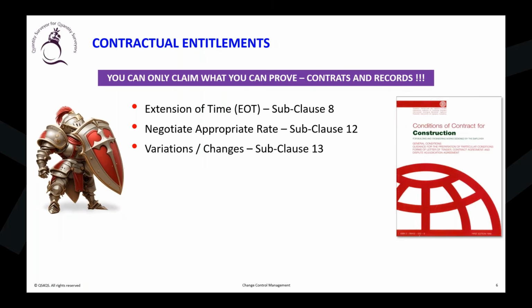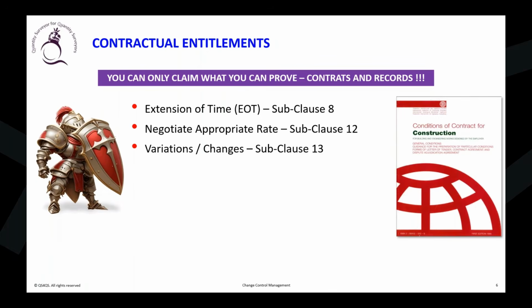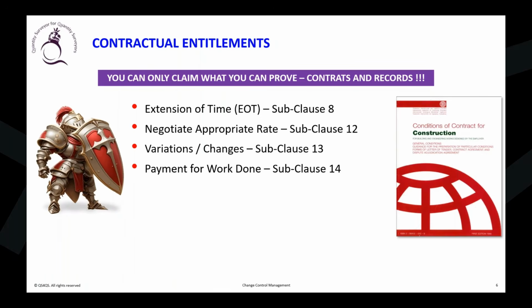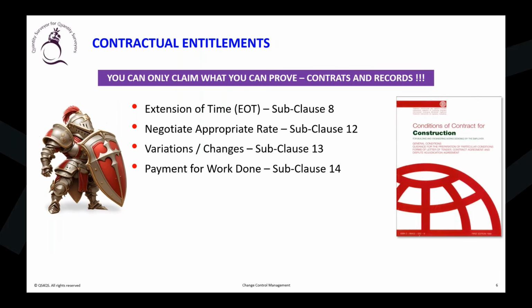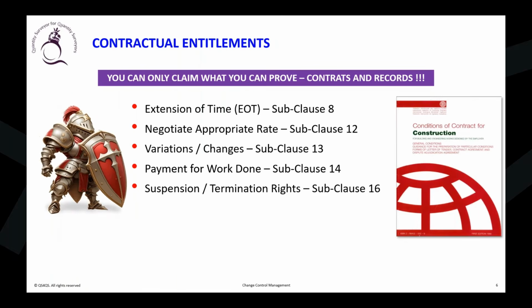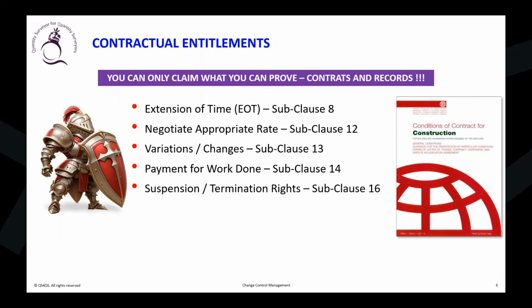Subclause 13, you should have the proper idea. It defines the change control mechanism. Without knowing this one, you don't know how to do the variation. And subclause 14 is all about the payments, how you are going to get the payment for the variations. And subclause 16, if you don't get the payment timely, what do you do? You have the claims for the delay payment. You can go for the suspension or termination. That's a procedure.